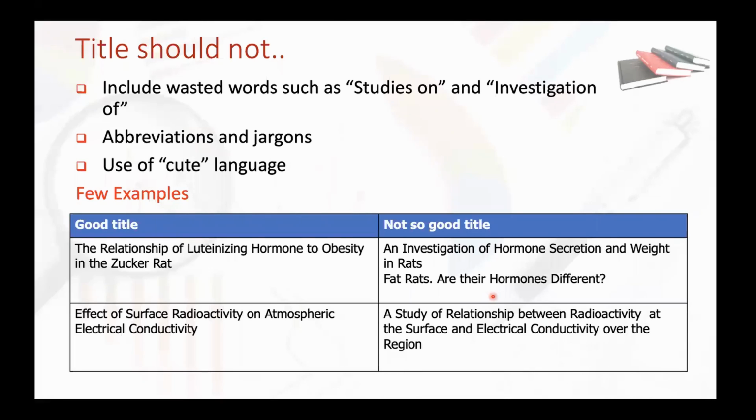Then what is the best title we can give? When you read the paper, you understand that the author tried to explain the relationship of a hormone with obesity. It is not actually fat or weight, it is obesity in a particular species of rat. Then how can we make a good title? The relationship of luteinizing hormone to obesity in sugar rat. Better you give a scientific name so that the explanation will be complete. So when you read the title, everything is clear.